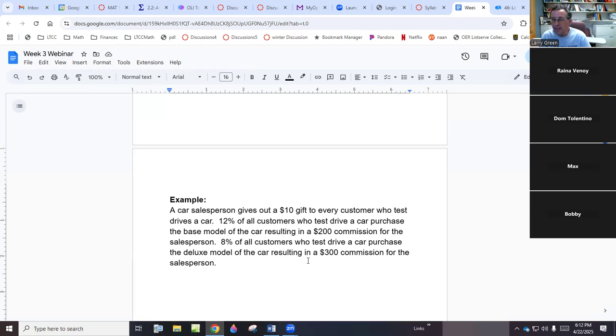Okay, there's a third thing that can happen. What's the third thing that can happen? Actually it happens most of the time. So one profit would be 190, one profit would be 290. What's the third profit? The third profit would be negative 10 because you're giving away a $10 gift. You have to spend that $10 and you don't get anything. Okay, so sometimes negative numbers happen.